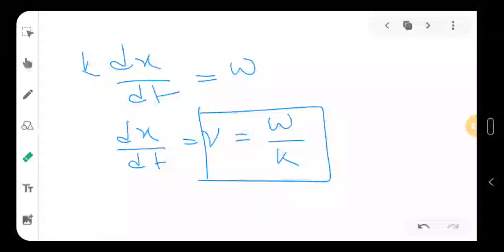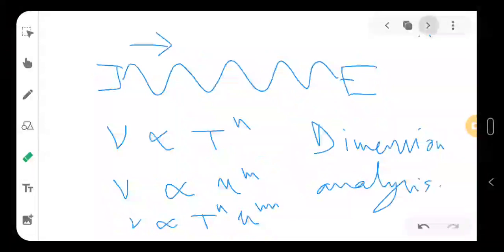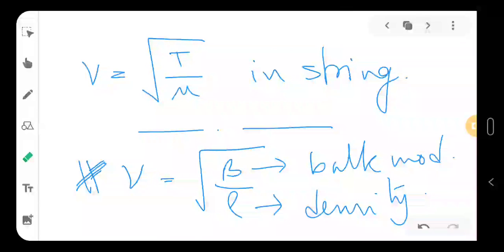And we have seen that the velocity is omega by k, where k is nothing but the propagation vector. And we have also seen that v is also equal to lambda f, that means wavelength into frequency, which is a very important formula. And we have seen that in case of a string, the velocity can be given as root over T by mu. So if I don't know the wavelength and frequency, only if I know a string and the mass density and the tension on it, then I can easily find out the velocity.